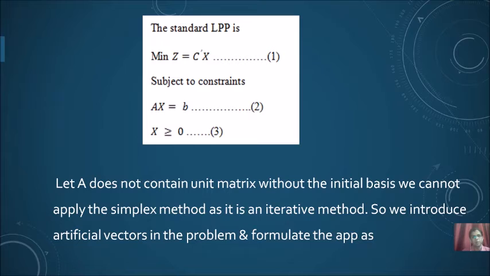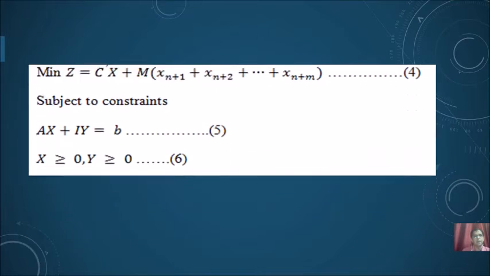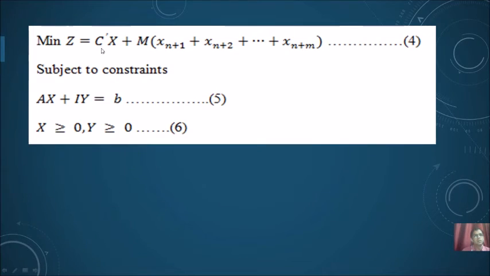So we introduce artificial vectors in the problem and formulate the LPP as follows. So this is your original objective function c dash x plus, then now all these variables have been introduced.